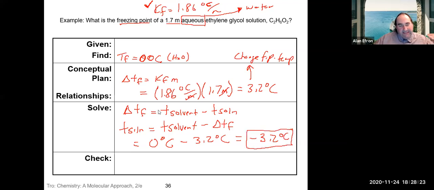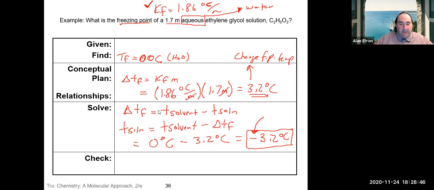And that is less than the normal freezing point of just the water. Again, if you actually box this as your answer, the 3.2 without the negative, your freezing point temperature actually went up, which would be wrong. So again, it's important to remember that relationship. That's how you're going to get the correct sign for what you're looking for.